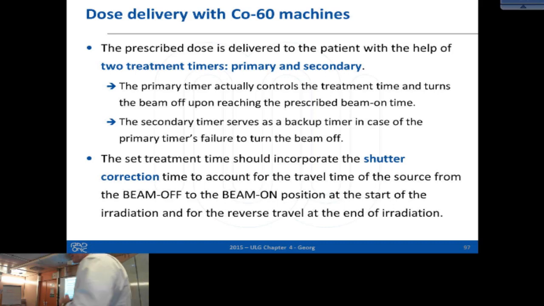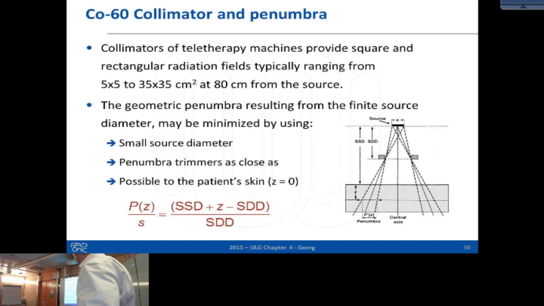And about the shutter correction, that's something that I mentioned already. This is the time that's needed to move the source to the opening, and that needs to be considered in the whole treatment time calculation, but you can do that nicely in an electronic way.